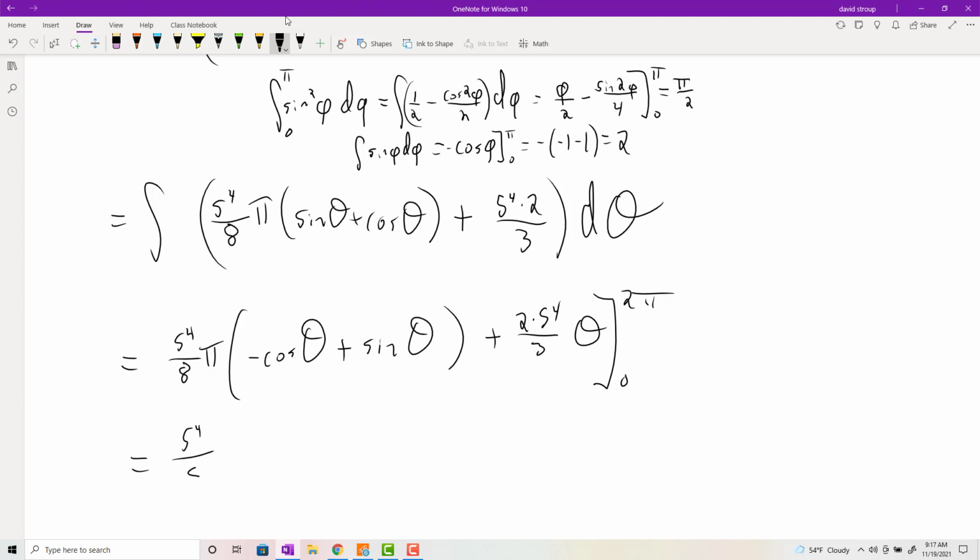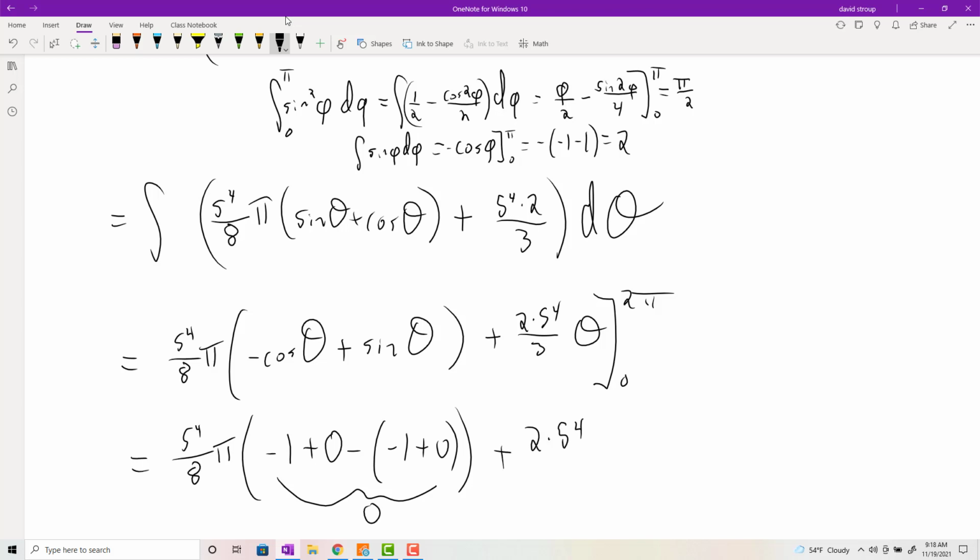So we get 5 to the 4th over 8 pi. Cosine of 2 pi is 1, so I get negative 1. Plus sine of 2 pi is 0. Minus cosine of 0 is 1. There's a negative in front, so negative 1. Plus sine of 0 is 0. And then all of this will just be 0. And then I get 2 times 5 to the 4th over 3 times 2 pi minus 0. And so I just get 4 times 5 to the 4th over 3 pi for my final answer.